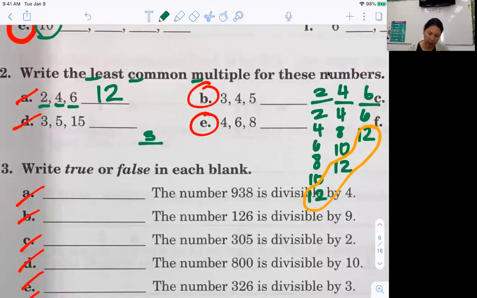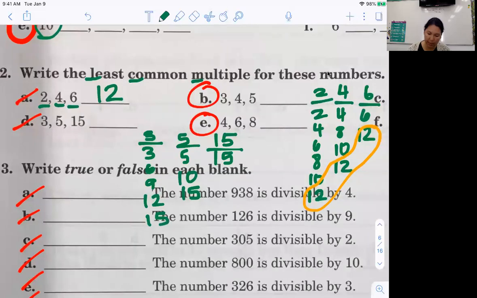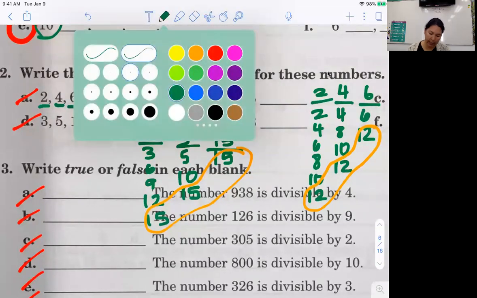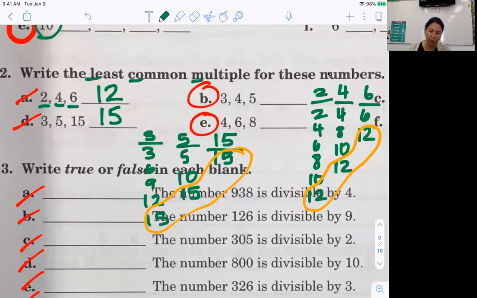So 3, 5, and 15. Can anyone guess what that's gonna be? 15, right? Because that's what I get when I count by 15, but then do the other one. 5, 10, 15, 3, 6, 9, 12, 15. Right, guys? So 15, 15, 15 is my match. That is my least common multiple for 3, 5, and 15.